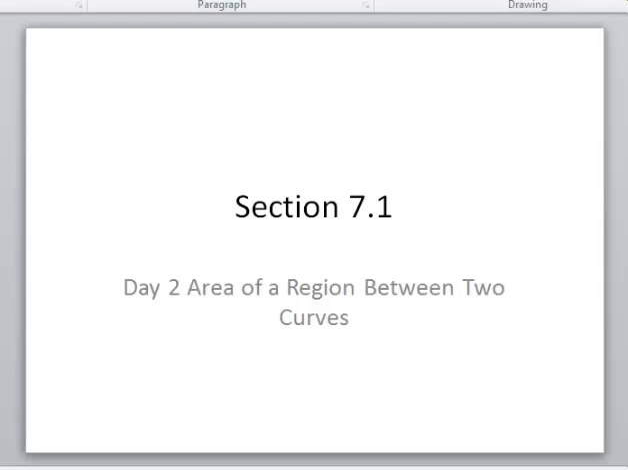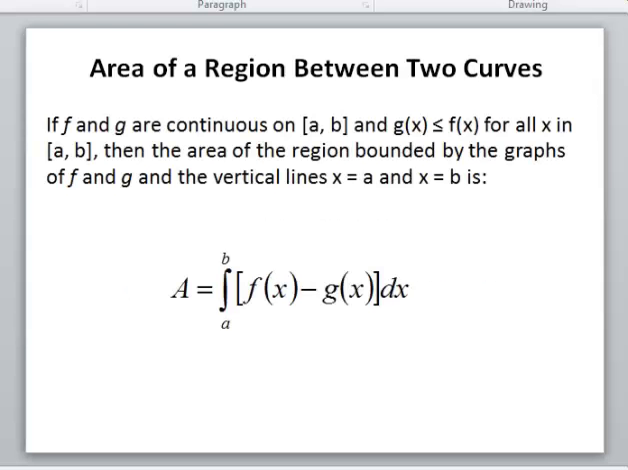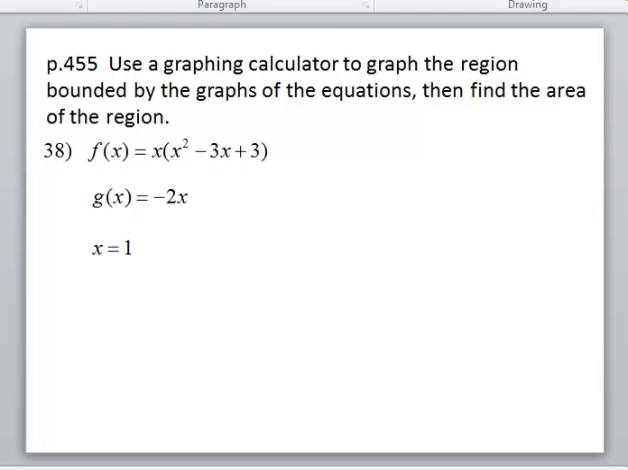Alright, for day 2, as a reminder, the region bounded by two curves is given by f of x minus g of x, and a and b are those places of intersection. This one actually says use a graphing calculator to sketch the region bounded by the curves. I'm just going to go ahead and do that for you. You could do this on your graphing calculator and see the same thing.